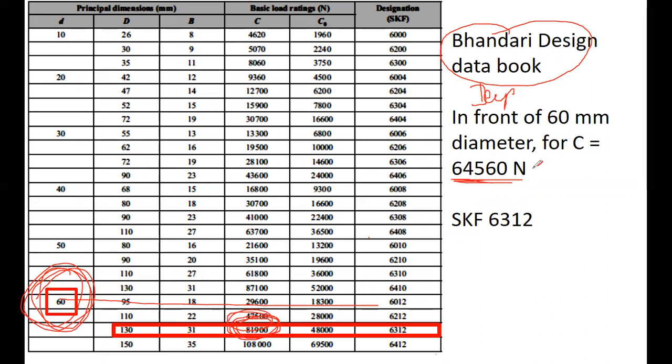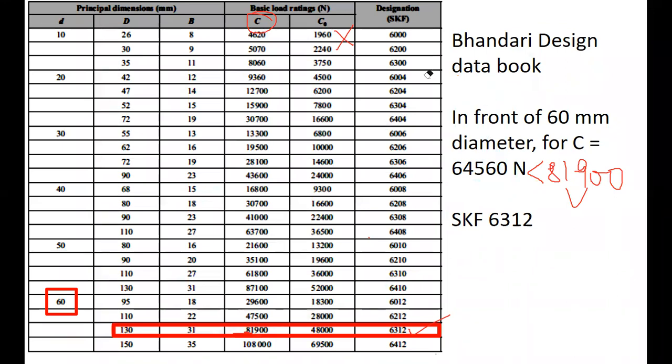But the higher value than that is 81900. Value higher than 64560 is 81900. You have to see the C value. You don't have to see the CO value. We are finding bearing on the basis of C. So 81900 is bigger than 64560. That's why we are choosing this bearing 6312. This is the end of the numerical.